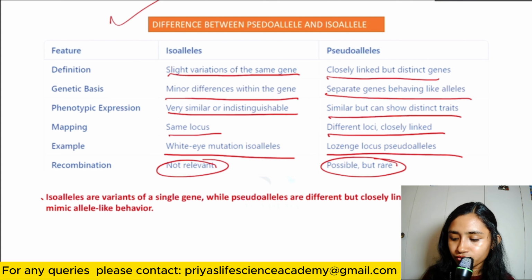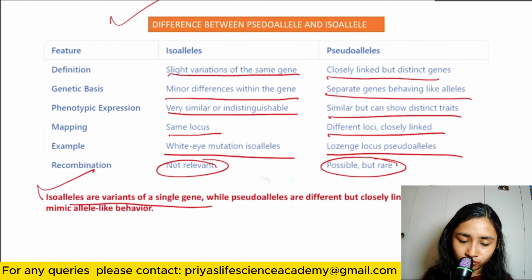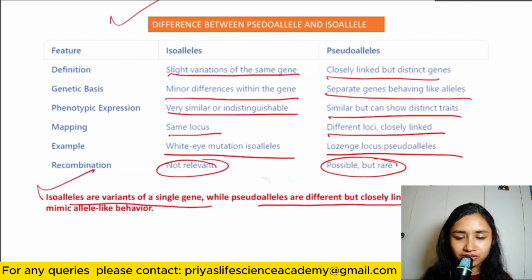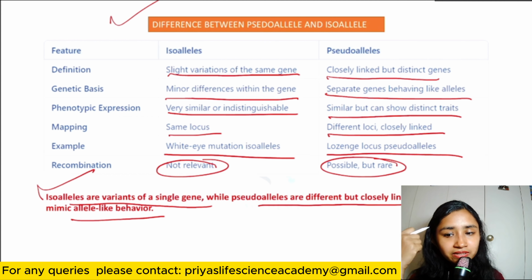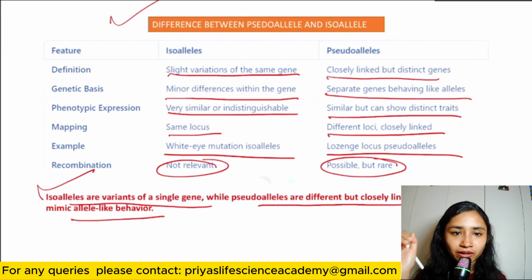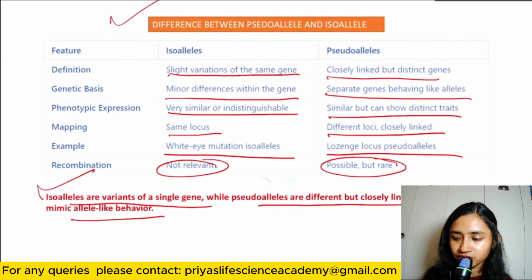Okay, so isoalleles are variants of a single gene, which I told you, they are only the variants of a single gene, while pseudoalleles are different but closely linked genes that can mimic allele-like behavior. Pseudoalleles are different genes but they mimic like they are alleles. Okay, so isoalleles are the variants of the same gene and pseudoalleles are different genes but they mimic allele-like behavior. I hope you understood what is isoallele and what is pseudoallele.